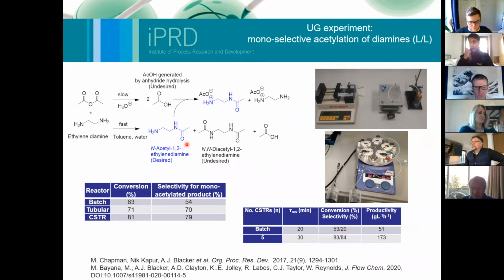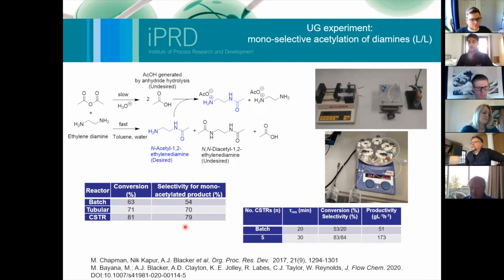So you can see in these tables, they're getting 63% conversion and only 54% selectivity for the monoacetylated product. And then we get them to test a tubular reactor, so the 2 syringe pumps, a T-mixer, and then just try to do the mixing within the tube. And they get a slightly better conversion, slightly better selectivity, but it's still not as good as we get in the fReactors. So then they get the fReactors where there's active mixing this time, and this time the conversion's higher, and the selectivity for the monoacetylated product is much higher as well.